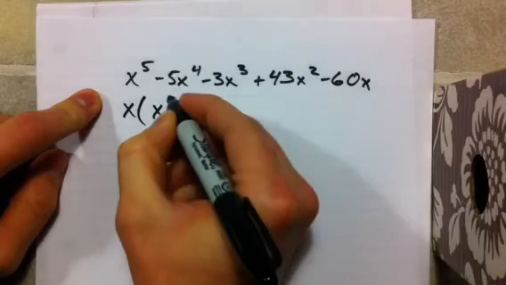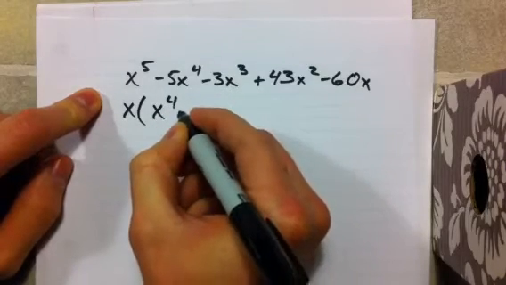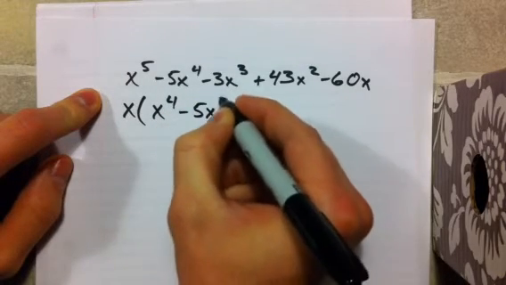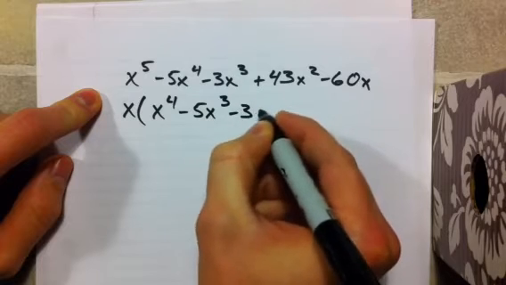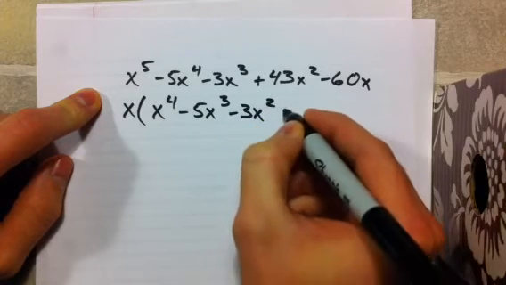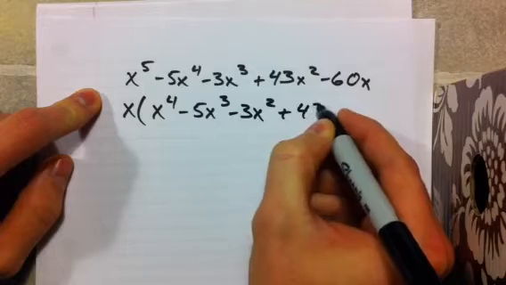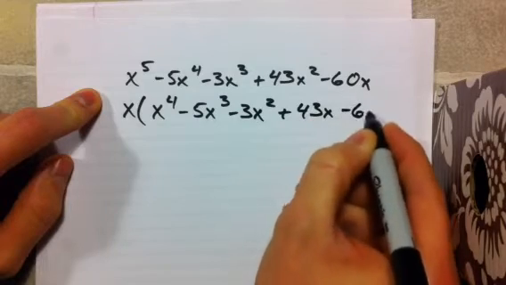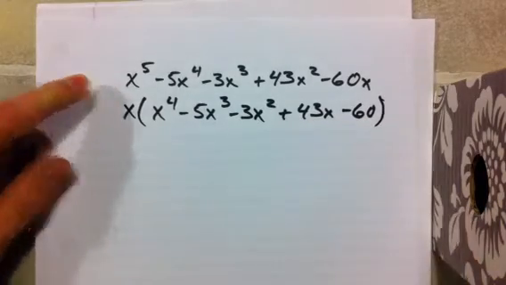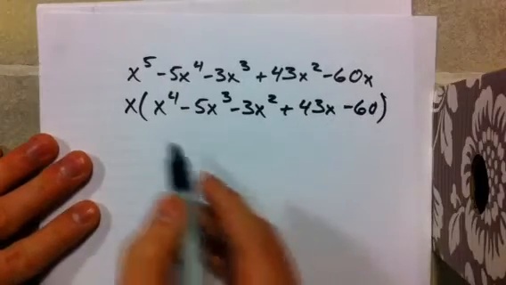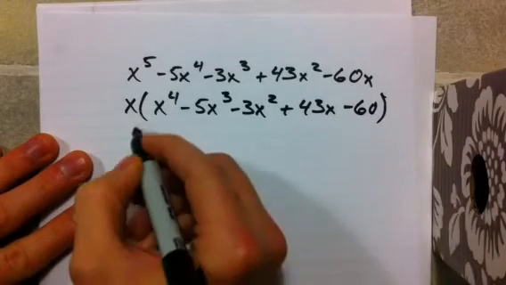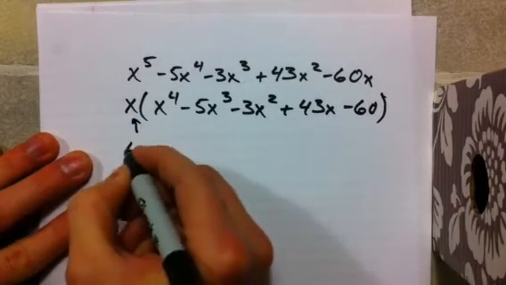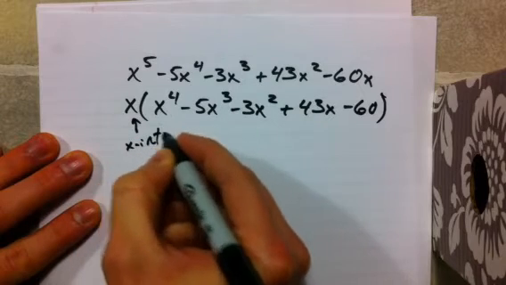Then we get x to the fourth minus 5x cubed, and it's just dropping all of the exponents by 1 because we're taking out an x, plus 43x minus 60. So if we remember right, x times anything, this x out front is going to give us an x-intercept of 0.